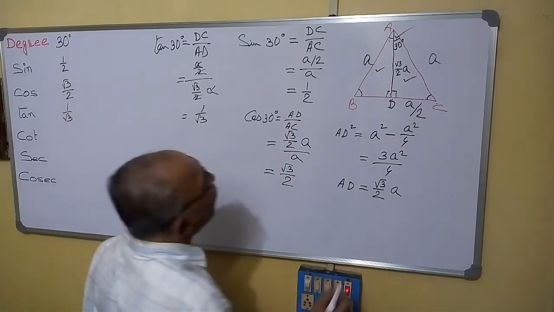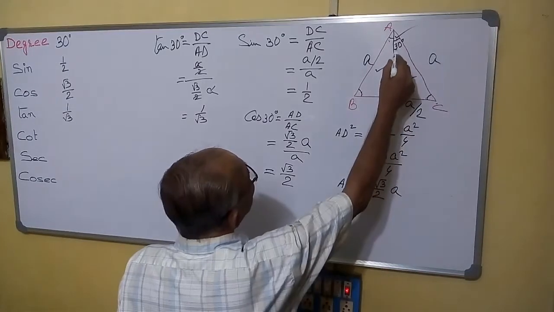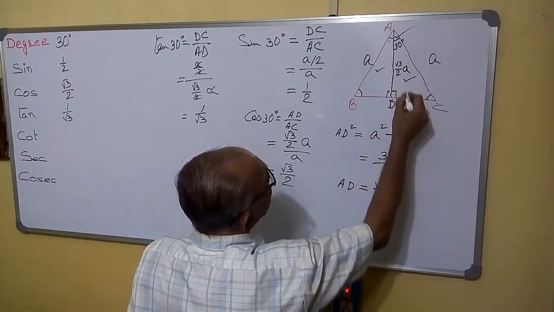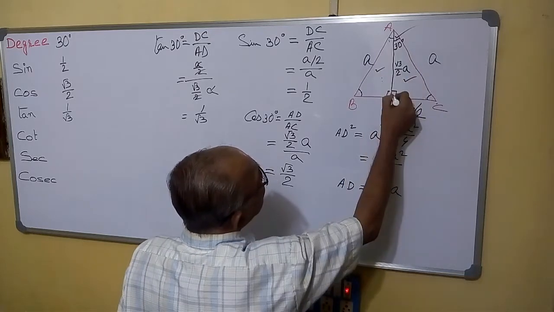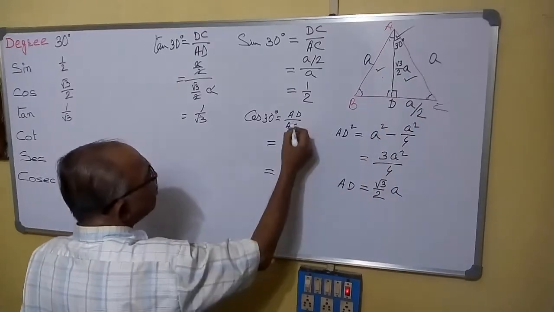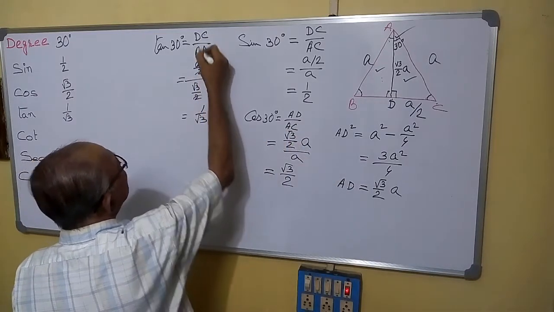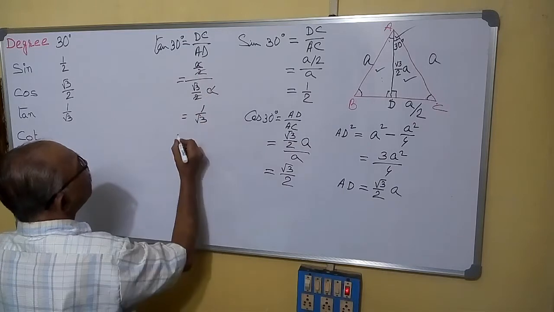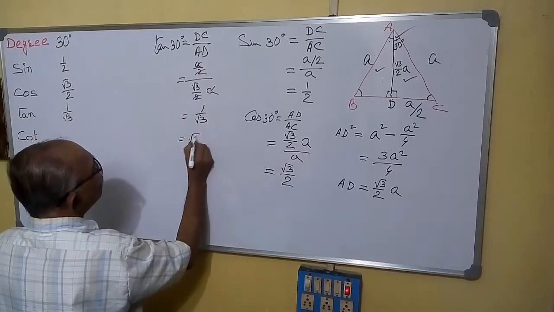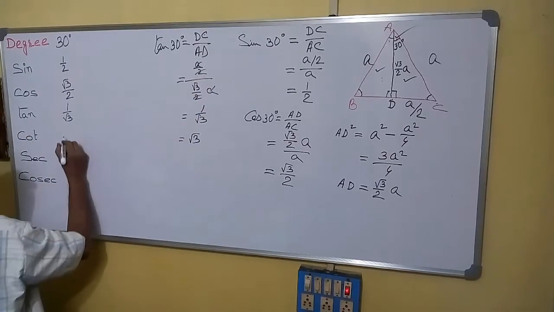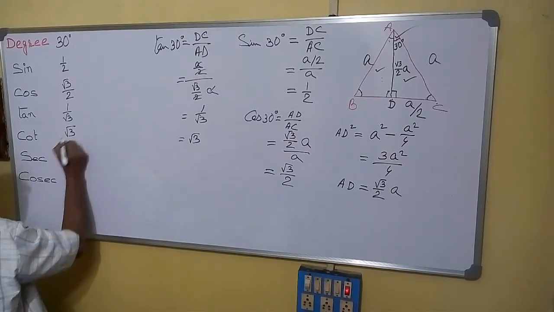Now cot 30. Cot is base by perpendicular. So this is AD by DC. So cot 30 will be AD by DC. So it will be just the opposite. AD by DC, just it will be reversed. So cot 30 will be root 3.